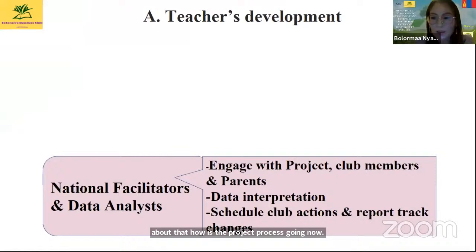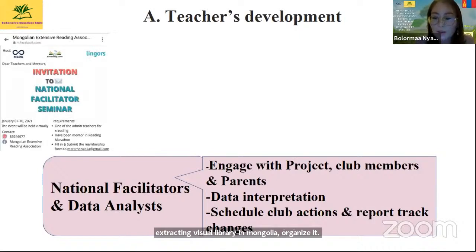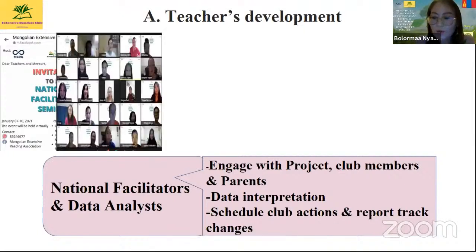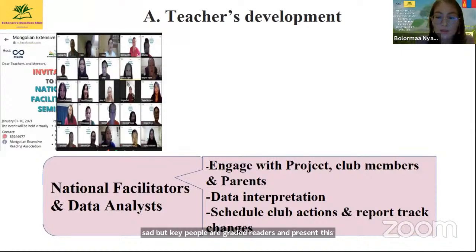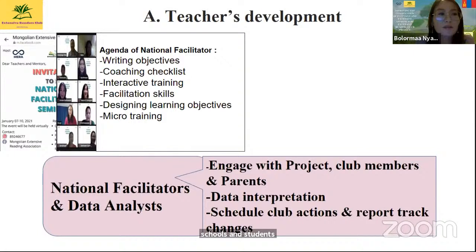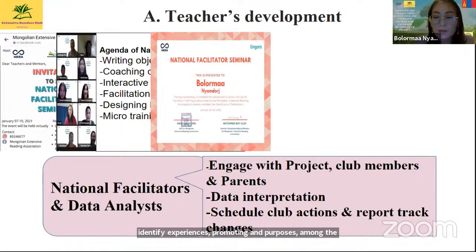As you know, there are many factors that contribute to English learning students' ability to read effectively, but we focused on 3 of them. The first one is teachers' development. Before starting the project, the Mongolian Extensive Reading Association with Lingoes Company, which provides access to the Xreading virtual library in Mongolia, organized a National Facilitator Training Seminar among English teachers who wanted to participate. You agree that secondary school English teachers are the key people who present graded readers to schools and students. Therefore, the National Facilitator Seminar was organized to identify the experiences of extensive reading promotion and practices among the teachers. More than 60 participants took part in this seminar.